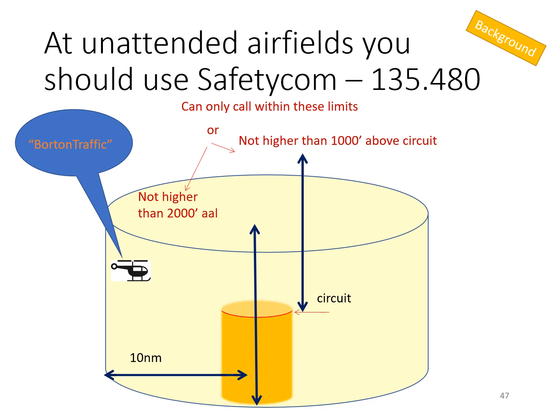For small, non-gliding airfields that don't have their own frequency, the convention is to make the call on Safetycom, 135.480. That should only be done less than 2,000 feet above airfield level or 1,000 feet above the circuit, and within 10 nautical miles, or about 20 kilometres.